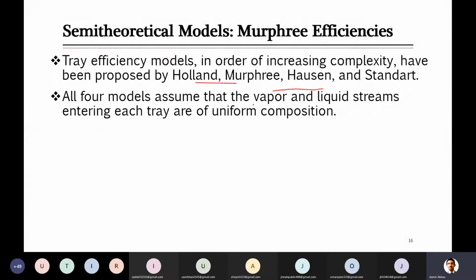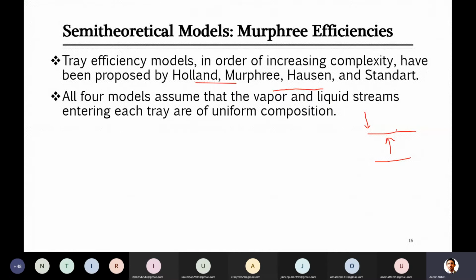They assume that the vapor and liquid streams entering each tray are of uniform composition. Uniform composition means that when vapor leaves one tray and reaches the next tray, it becomes well mixed while traveling from the bottom tray to the next tray. As well, the liquid which reached here from the downcomer is completely mixed, and has the same composition throughout its stream.